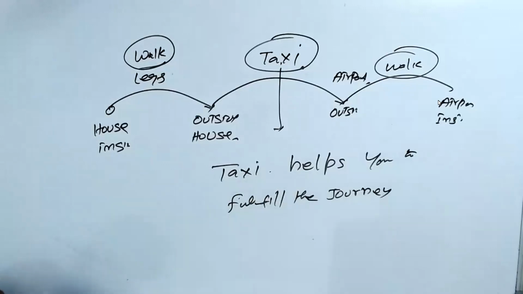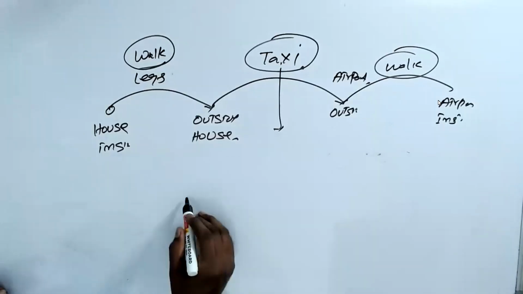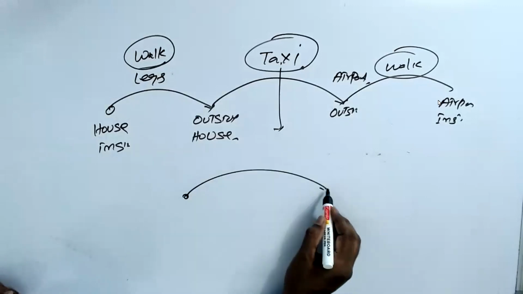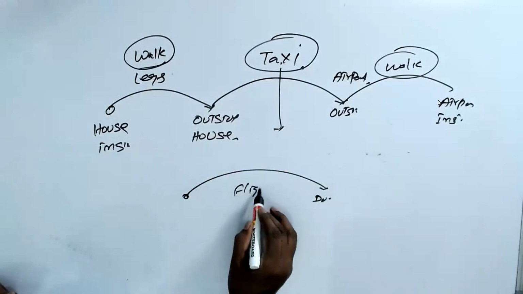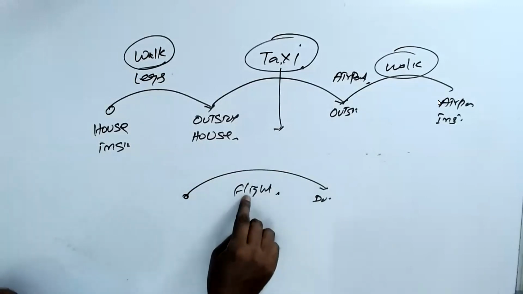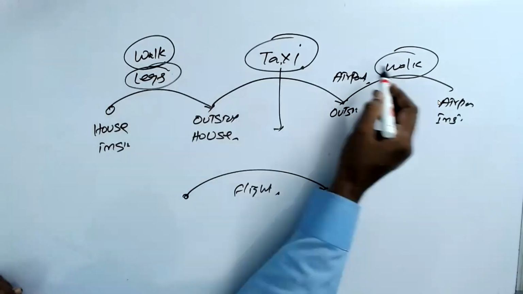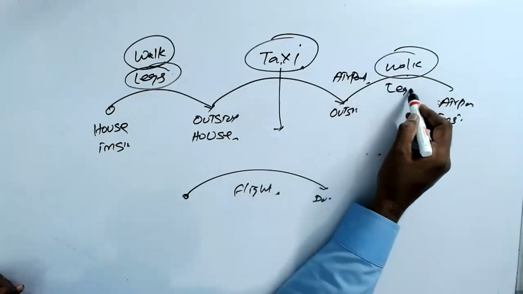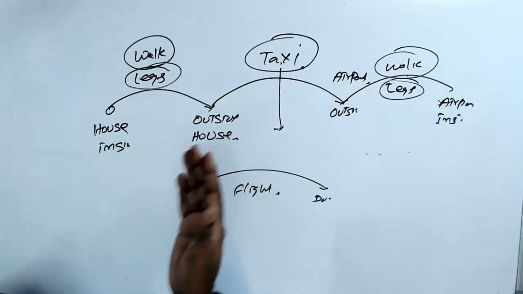Fulfill the journey. Am I right? It tried to fulfill the same way. You go from Chennai airport to Dubai by flight. The flight is a vehicle, but that's not electronics. Here, legs are helping you to walk. The legs are tools or vehicles to help you to walk, go from X to Y.